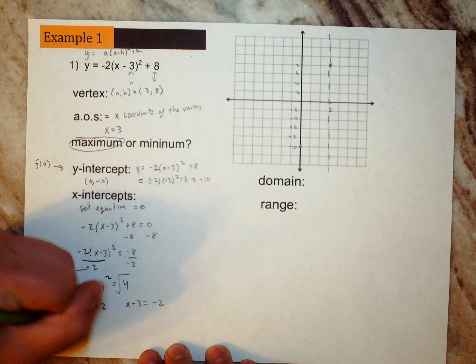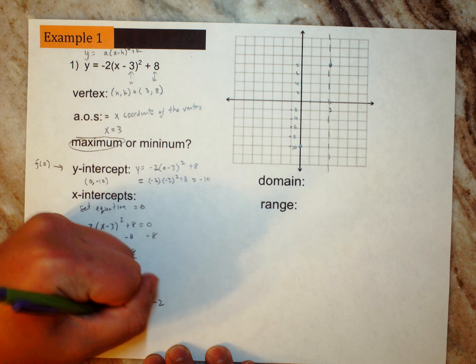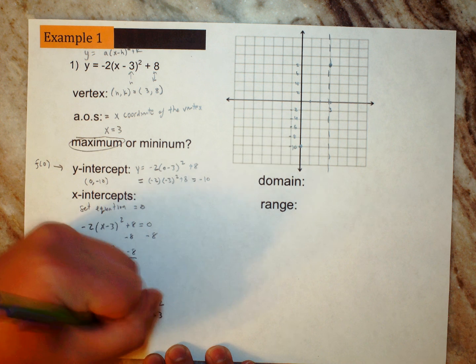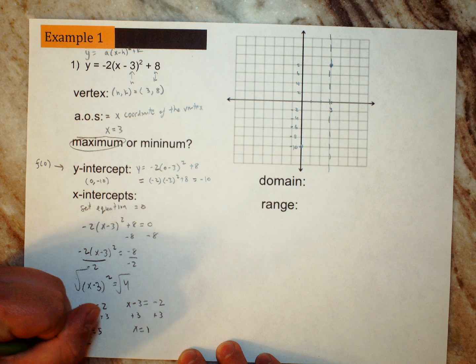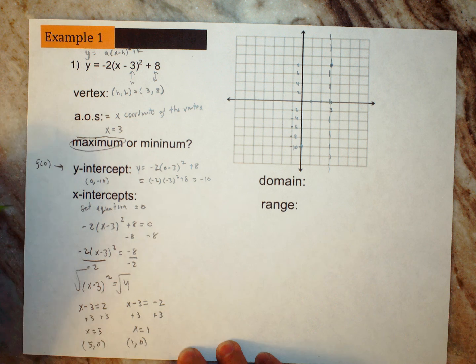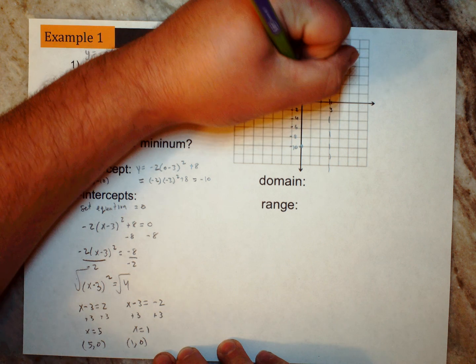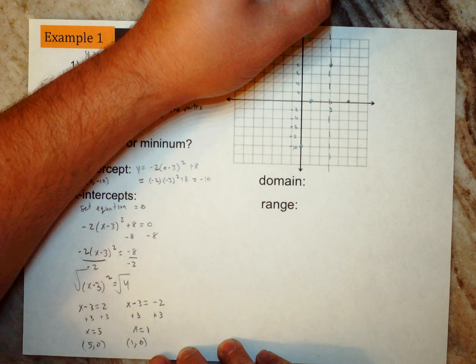So add 3, x equals 5. Add 3, add 3, x equals 1. So those are your x-intercepts. So in a coordinate, this would be 5, 0. This would be 1, 0. So I'm going to plot those here. There's 1, 0. There's 5, 0.